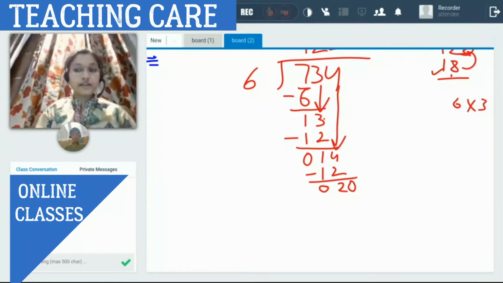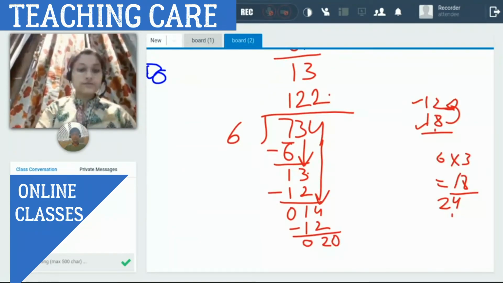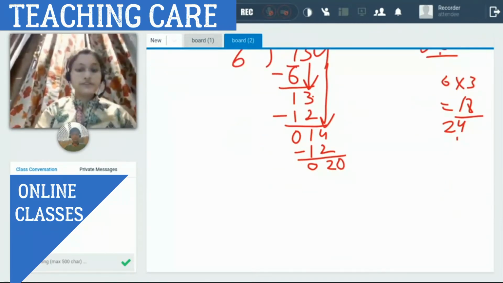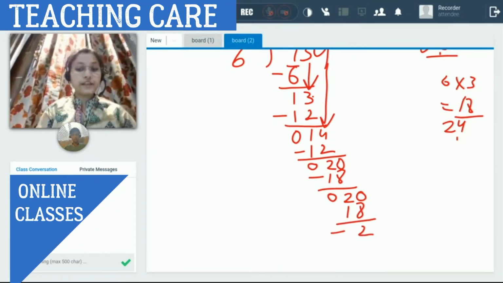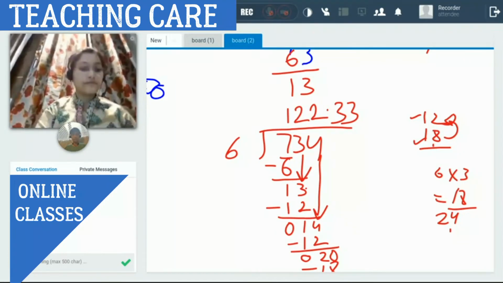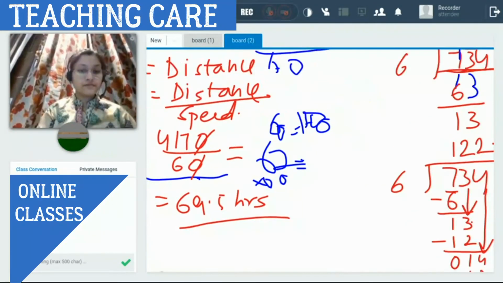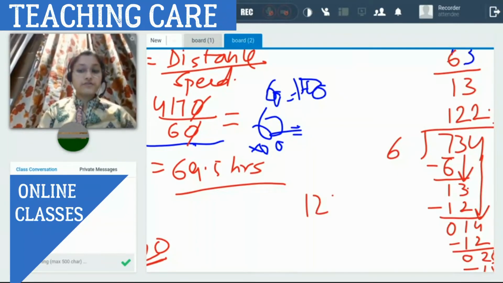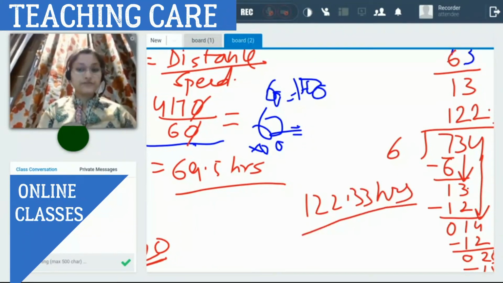Now 6 into 3 was 18. 6 into 4, 24. 24 is greater than 20. So we'll go for 18. So here I will write 3. 6 into 3, 18, 20 minus 18, 2. Again I can add 0. Again 3. So this will keep on repeating. So I can give my answer up to 2 decimal places only. 122.33. So my answer is 122.33 hours.